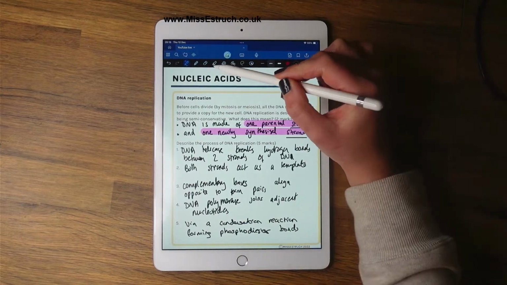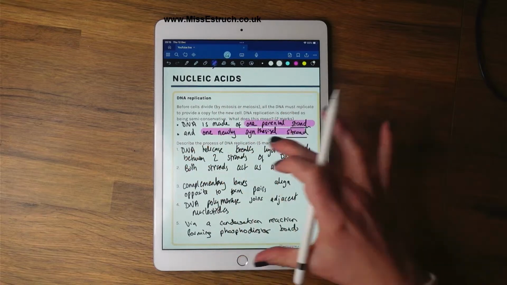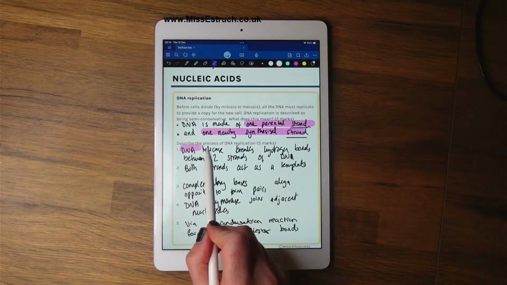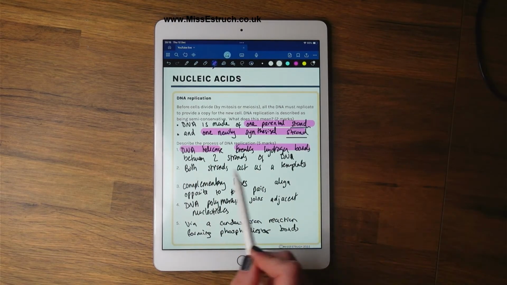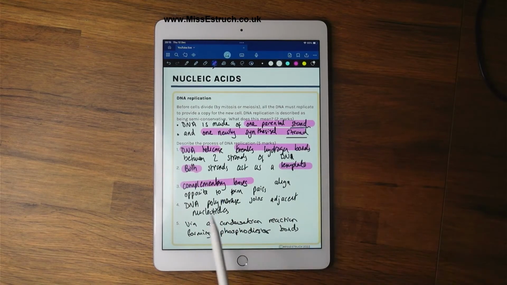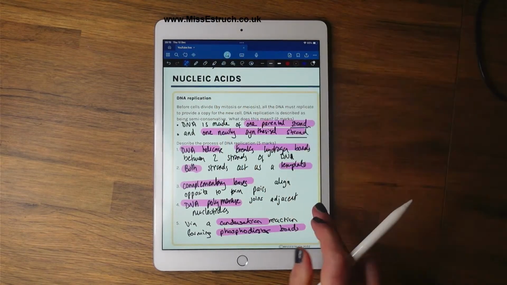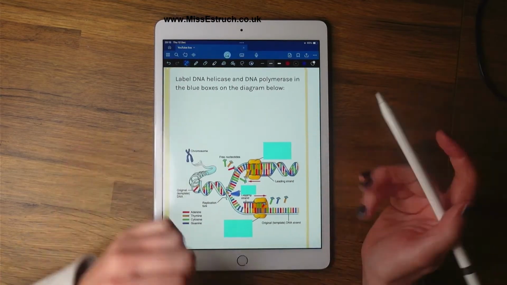Okay, so let's just highlight the key marking points for you in case you're rewatching this to create this as a model answer or as a flashcard. So DNA helicase breaks hydrogen bonds. Both strands act as a template. Complementary bases, DNA polymerase, condensation reaction, phosphodiester bond. Those will be the key things that they'd insist you have within your answer. Let's see what the next and final activity is before we go on to the exam questions.